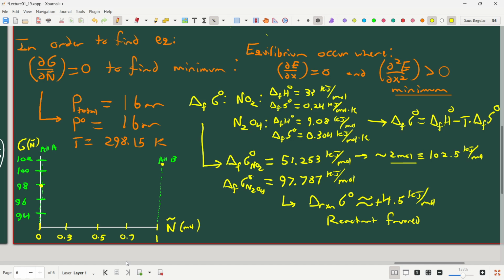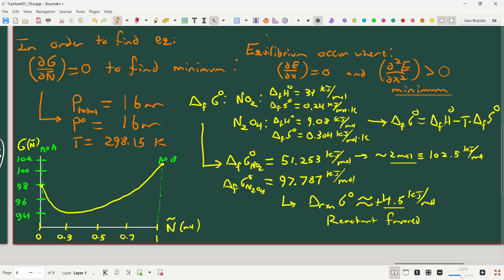And we can even predict exactly. If the delta G of reaction is 4.5 kilojoules per mole relative to 97.787, then that means the equilibrium point is going to be somewhere around the 96 to 95 region. So when you plot this curve, it gives you this nice, smooth, almost parabolic-like shape, like this.